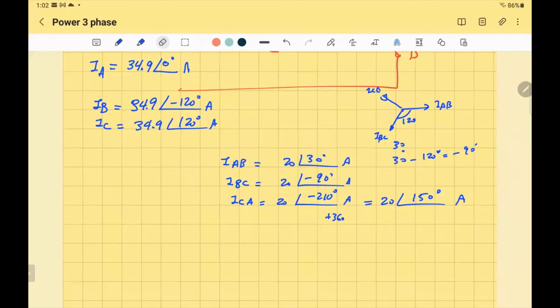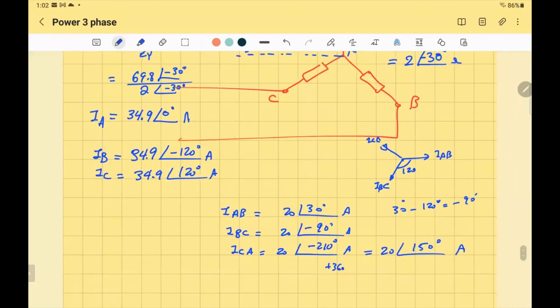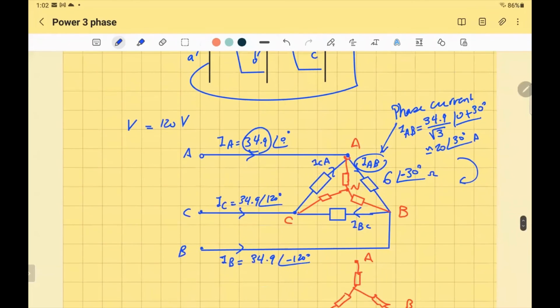Any question? Yes. How did you get 20? I divided the line magnitude by square root of 3. Here you go, in this step, 34.9 divided by square root of 3.